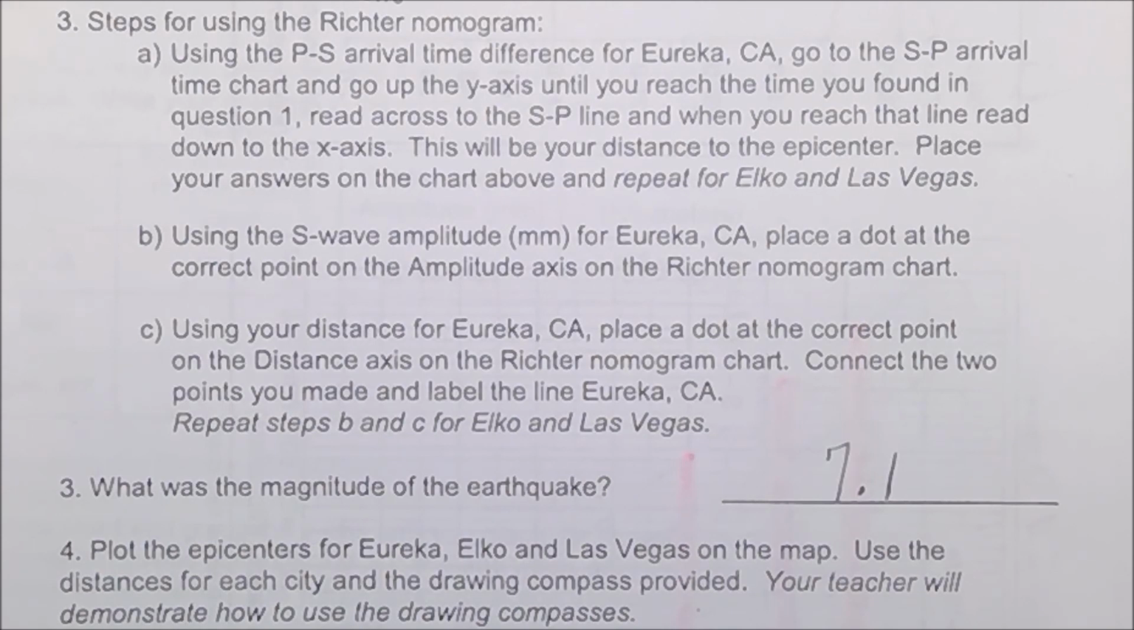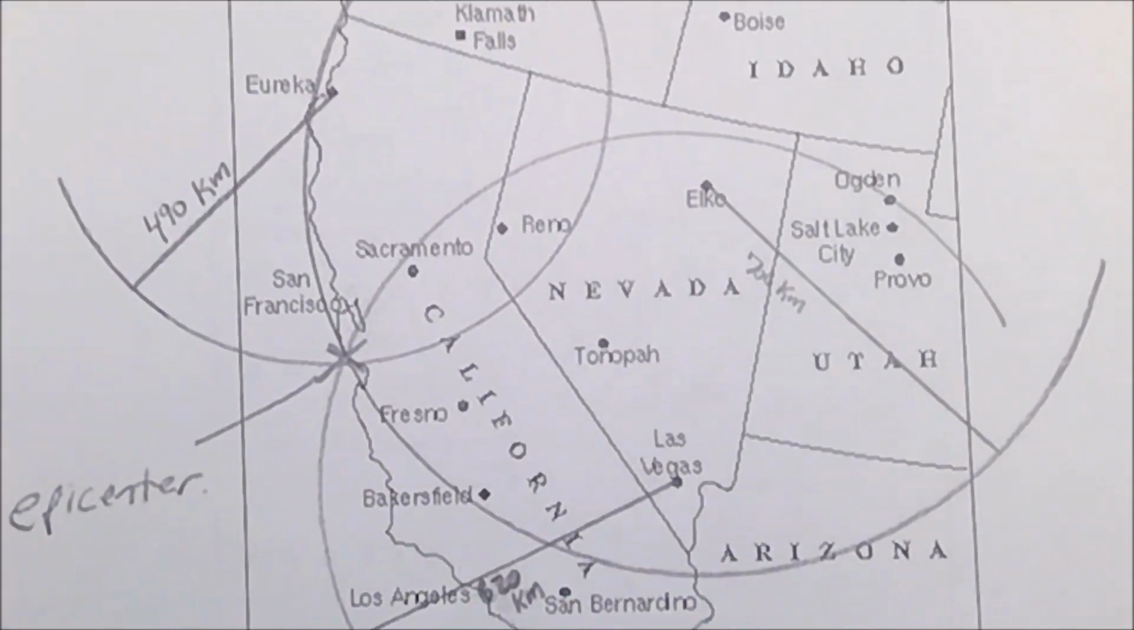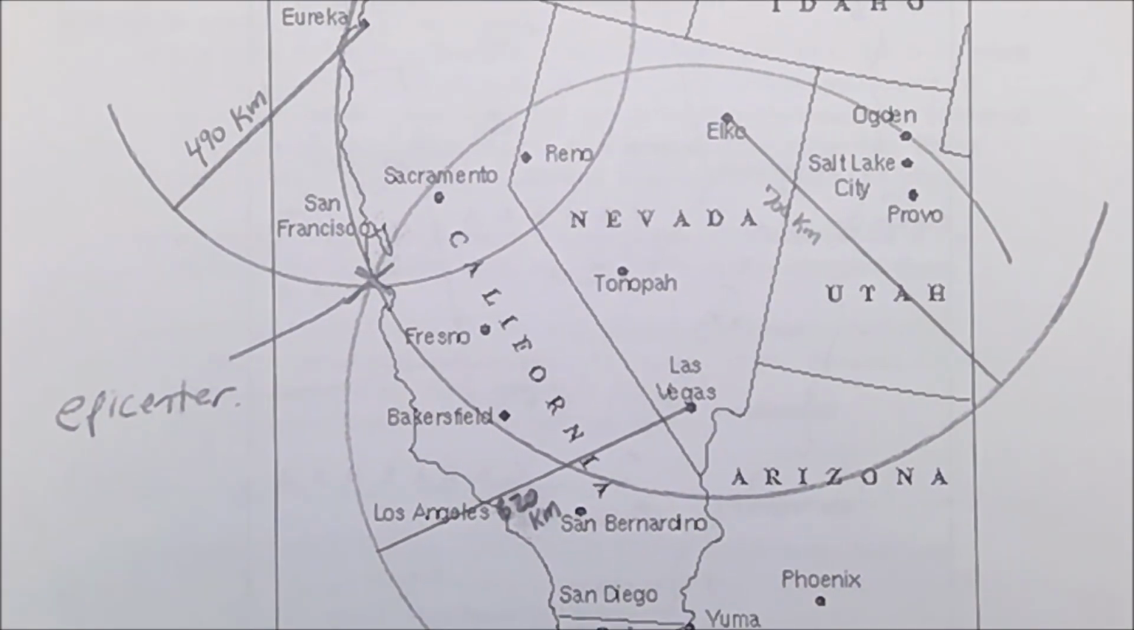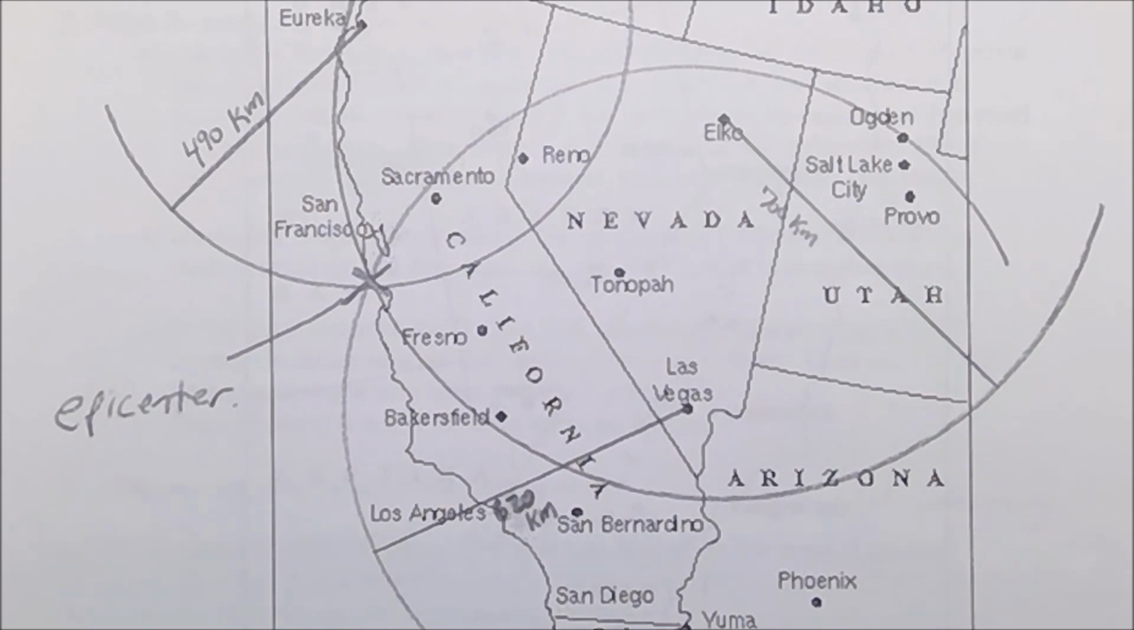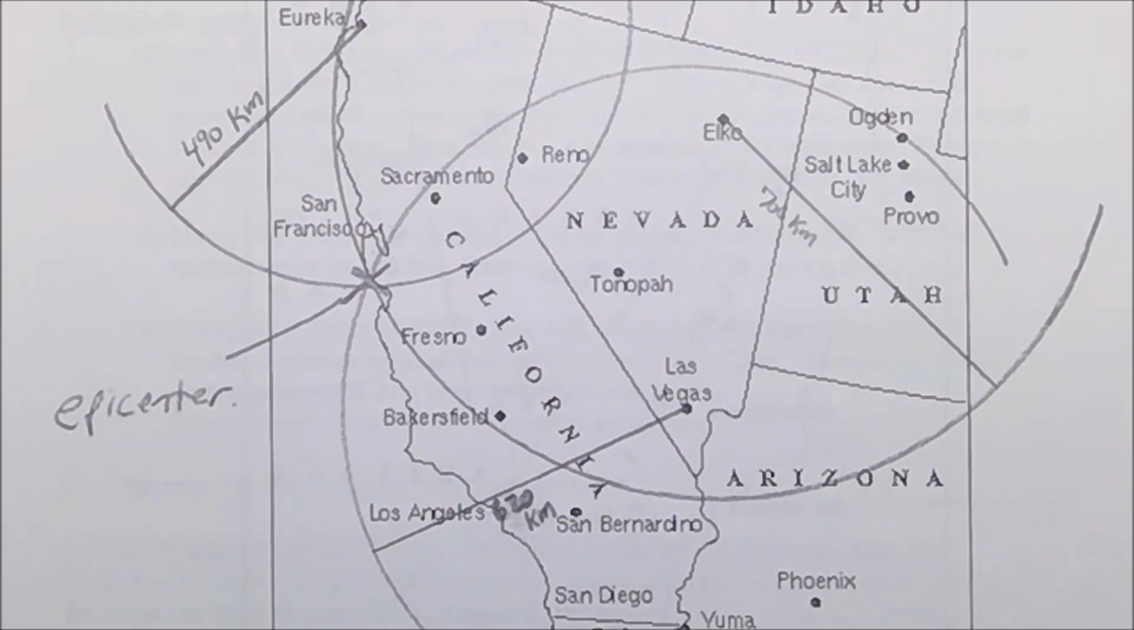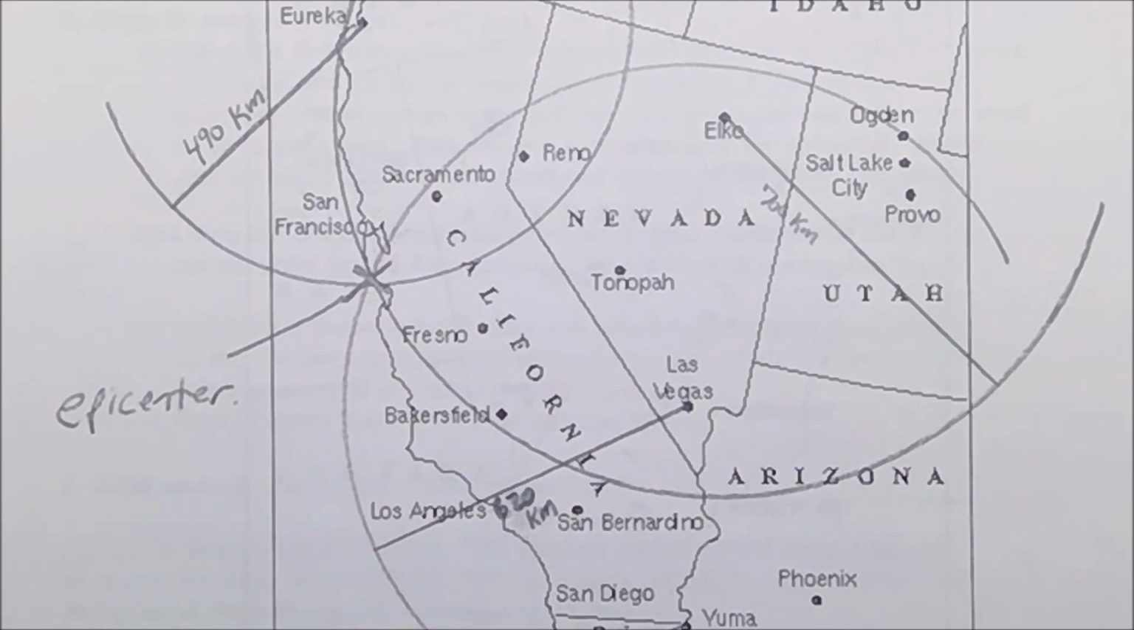Now, for the location of the epicenter, you need to draw all three circles. So when you construct all three of your circles, from Elko, I got 700. From Las Vegas, I got 620. When I constructed them, I was lucky. They came together at one nice point. So I put an X at that point and labeled it the epicenter. If you get a small triangle here, that's certainly appropriate.